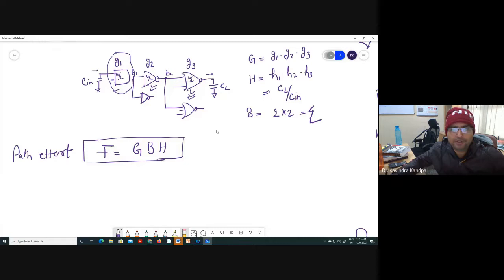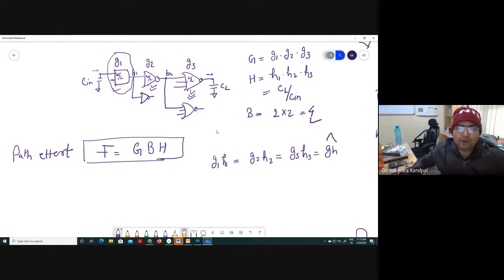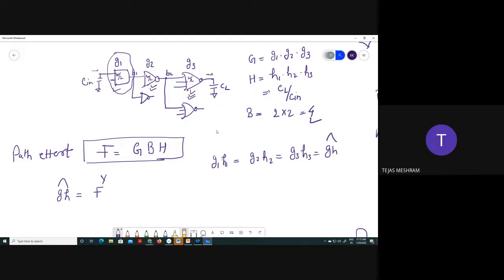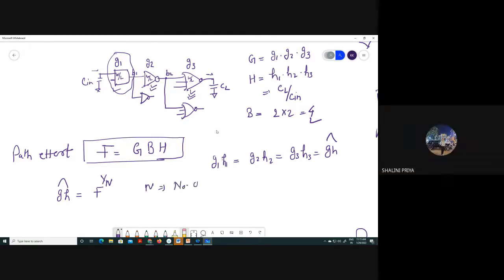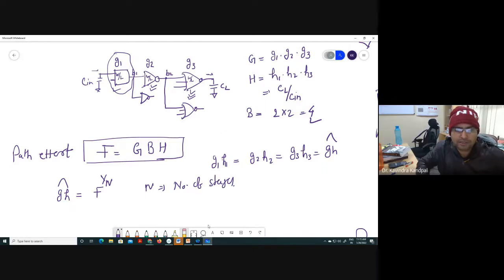You're getting my point? G1 H1 should be equal to G2 H2, and it should be equal to G3 H3, and it should be equal to some optimal value, GH cap. And how did you find this GH cap? This GH cap optimal value happens to be how much? F to the power 1 by n, where n is the number of stages, right?